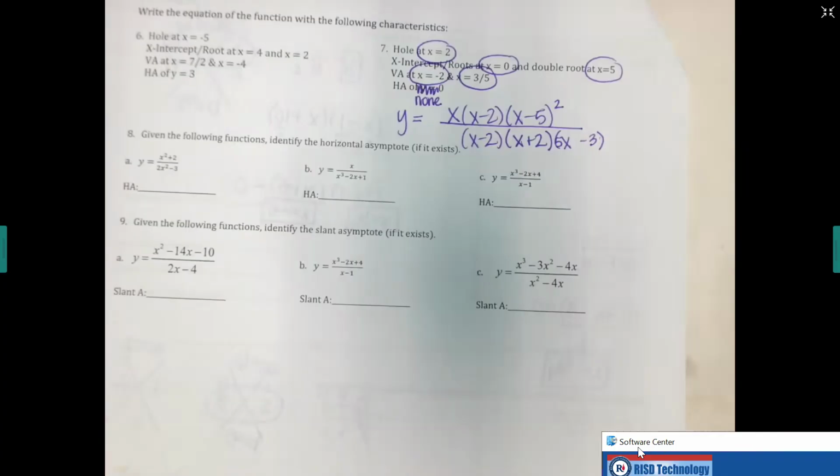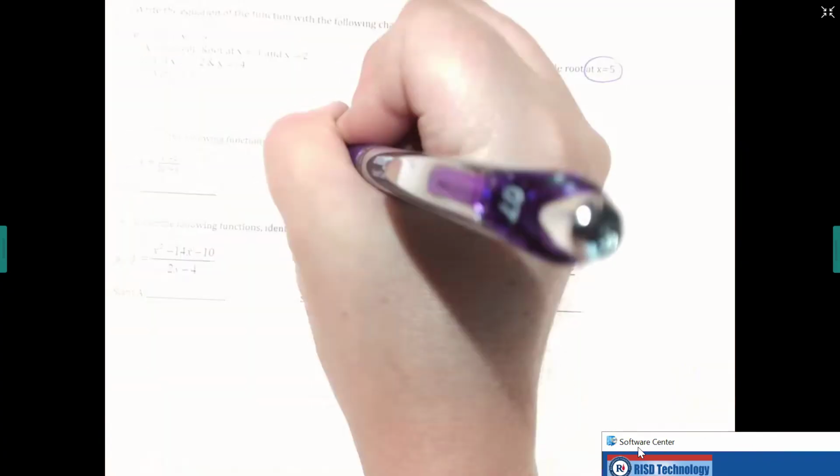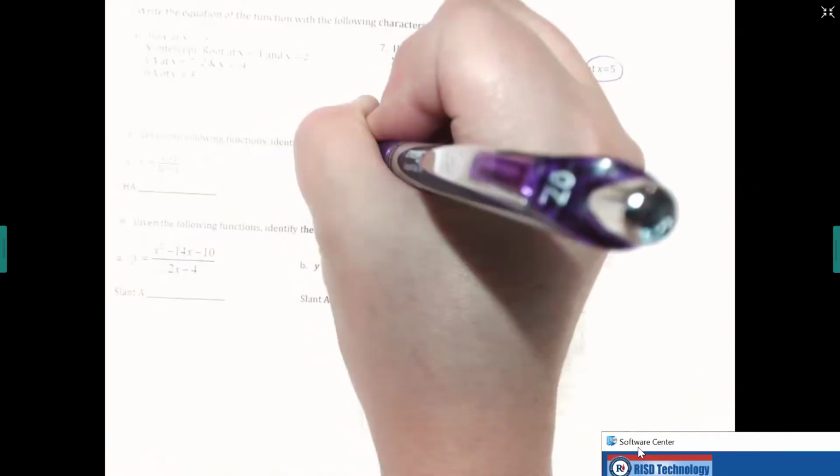All right, next ones, you're finding horizontal and slant asymptotes. Remember, for horizontal asymptotes, you're just doing Bobo, Botan, Betsy. So I'll let you do those on your own. Bobo, Botan, Betsy.